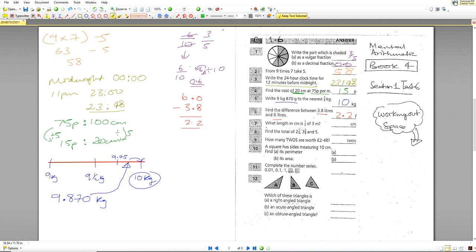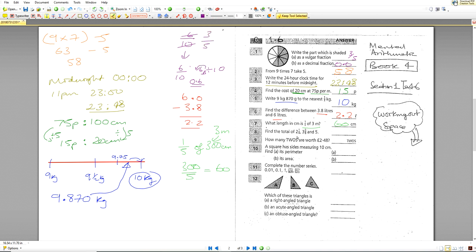What length in centimeters is 1/5 of 3 meters. So 1/5 of 300 centimeters, because that's what 3 meters is. So that's going to be 300 divided by 5. And if you work that out, that'll give you 60. Okay, next question.